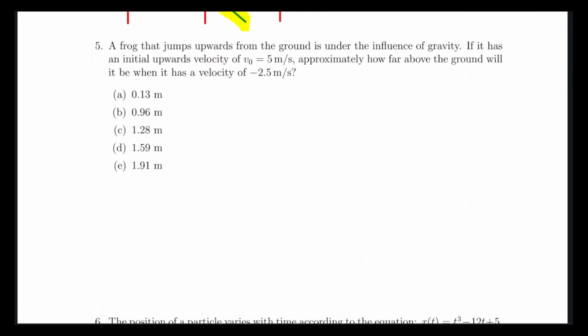Okay. A frog that jumps upwards from the ground is under the influence of gravity. If it has an initial upward velocity of 5 meter per second, approximately how far above the ground will it be when it has a velocity of negative 2.5? So it jumps with 5 meter per second. It goes to some point. Obviously, it will come at rest at the topmost point.